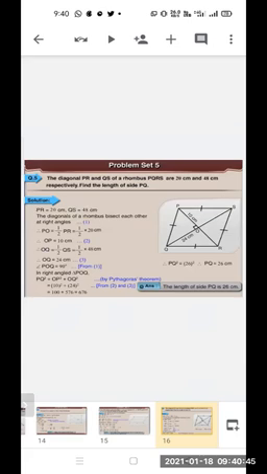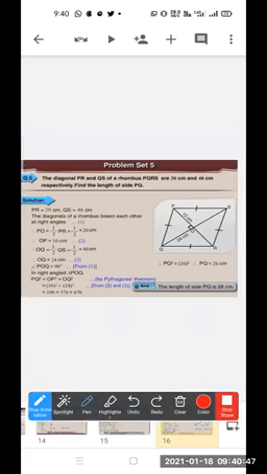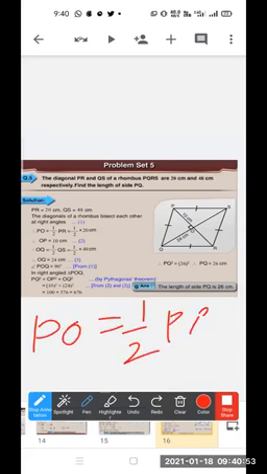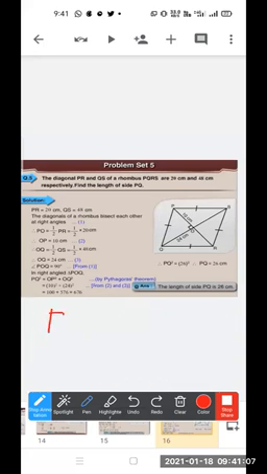So here segment PO is half of PR, because diagonals bisect each other. So half of PR is how much? 20 is given, so that is equal to 10. So PO is equal to 10 centimeter.